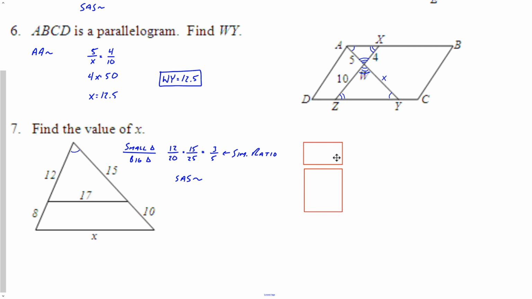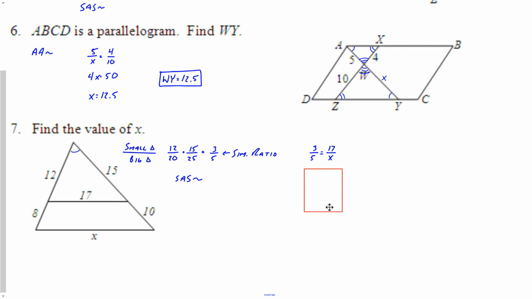Now the proportion that I would set up for this, since I have a similarity ratio, I would use that similarity ratio, just deal with smaller numbers. So I'm going to stay with the small over big. 3 over 5 is small over big, which means the piece that I'm trying to solve for, that's a part of the big triangle, needs to be in the denominator of its ratio within that proportion.